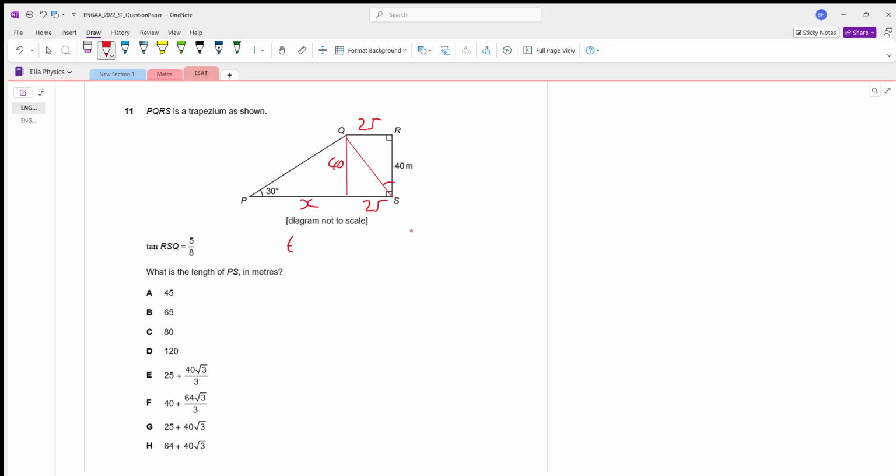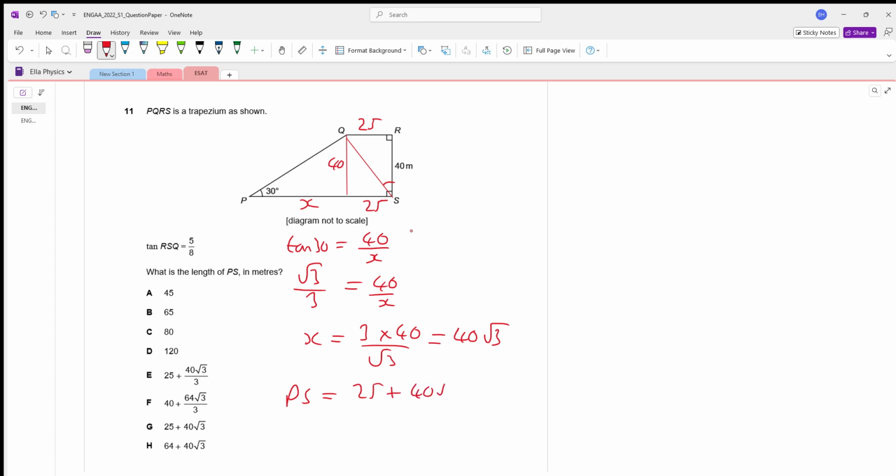So again, I can say tan 30 equals opposite 40 over x. Tan 30 is root 3 over 3, so that's hopefully where that comes from. So bring x over there. Got 3 times 40 divided by root 3. And I can see 3 divided by root 3 is root 3, so that's 40 root 3. So PS will equal 25 plus 40 root 3, which is this one, G.